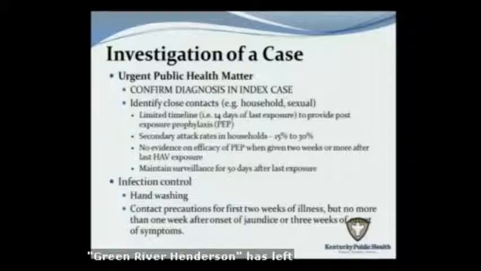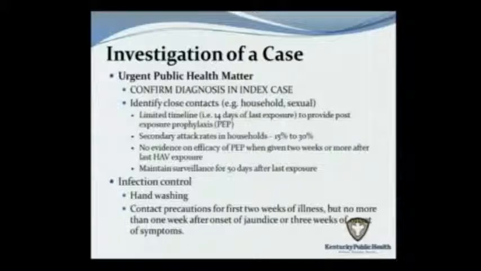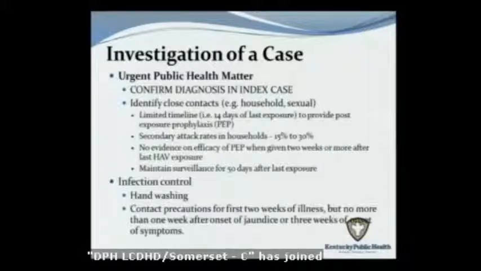Of course, as I said, there's a limited timeline to provide post-exposure prophylaxis. The secondary attack rates in households are kind of high, 15 to 30%. So it's really important that we do effective PEP as soon as possible. And then, after you identify that case, we need to maintain surveillance for 50 days after the last exposure, just to make sure that no one else develops signs or symptoms. And of course, the best infection control is hand washing and contact precautions for those individuals.